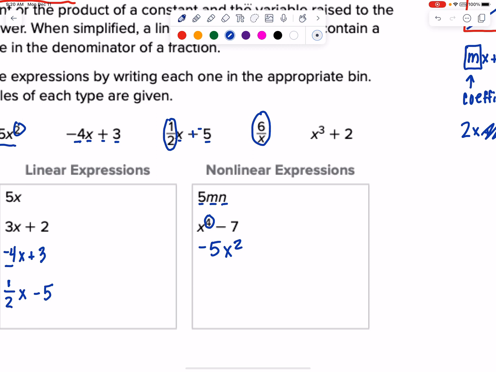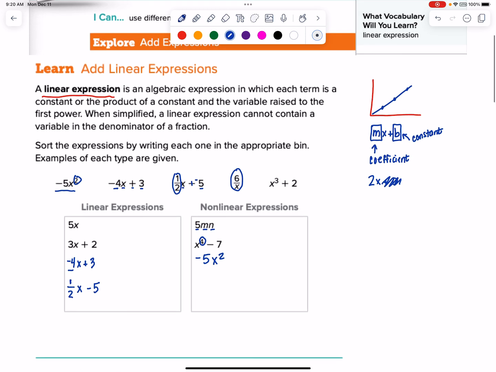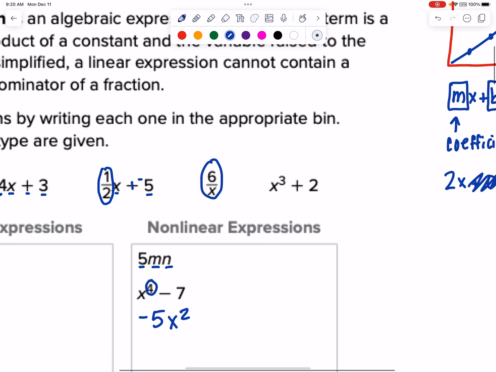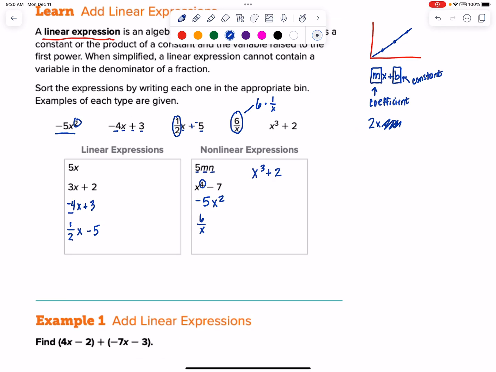plus a number. When we're looking at something like that, it doesn't work because remember, 6 divided by x is the same thing as multiplying by the reciprocal, but that would still be 1 over x. That doesn't fit the linear expression template we're looking for. And then, of course, x cubed, we can't have any exponents greater than 1. So there's sorting linear versus non-linear.